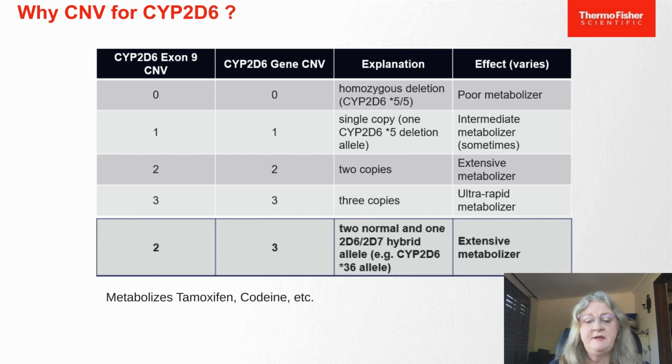In that case, an individual may have the following genotype, where they have 3 copies of the CYP2D6 gene, but only 2 of them are functional because one of them exhibits the exon 9 CNV, this star 36 allele. And in that case, rather than having 3 functional copies and being an ultra-rapid metabolizer, this individual only has 2 functional copies, and they are an extensive metabolizer. And so we wanted to detect not only the gene level copy number, but also the exon 9 level copy number, so that we could correctly characterize the metabolism status of this gene.